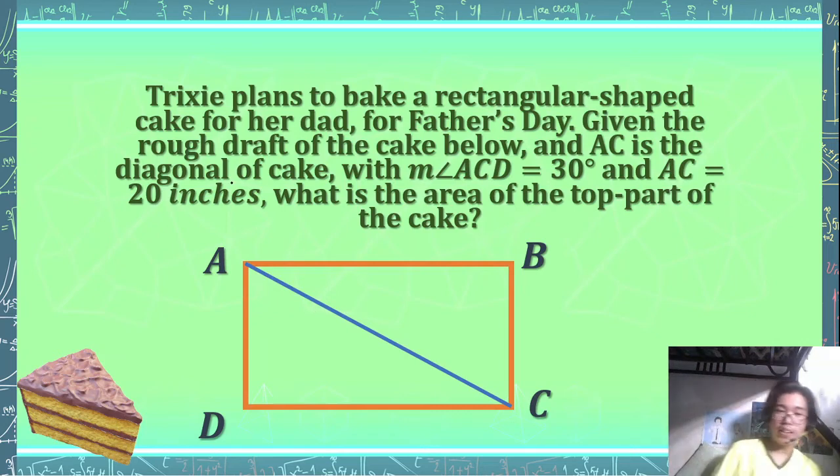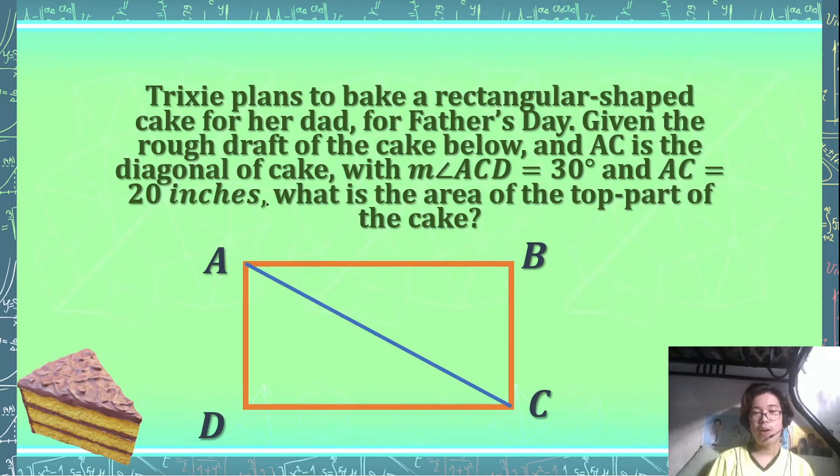Okay, so grade 8 students, let's go back to our third problem, to our students who are listening as well. So Trixie plans to bake a rectangular shaped cake for her dad for Father's Day. So this is one sample of the cake slice from the cake. Given that the rough draft of the cake is given below, the top view, and AC is the diagonal of the cake.